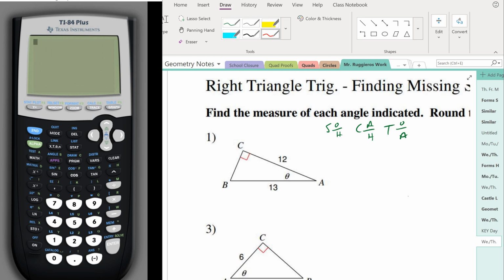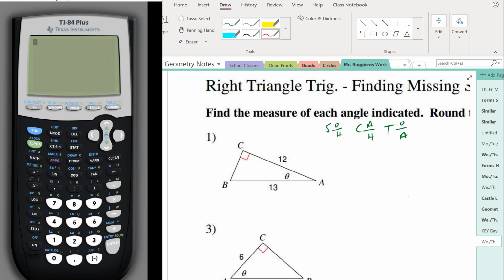I'd like you first to turn your calculators on and make sure that your mode is in the correct setting. This is important for trig, so you press the mode button. Make sure your black box is on degrees. If you have that, you're ready to go.